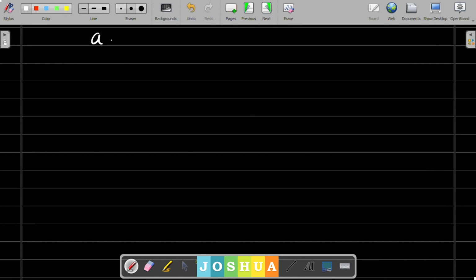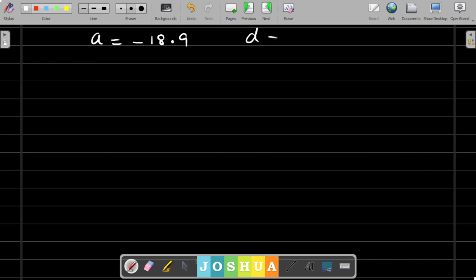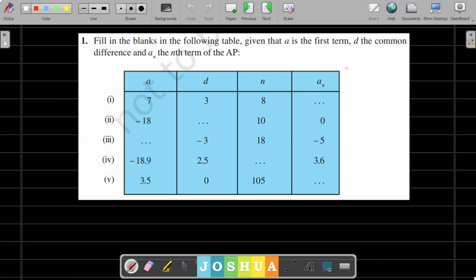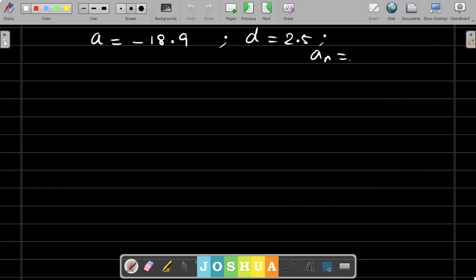Okay. Now I am coming to the fourth exercise. They gave the value A is equal to -18.9 and D equal to 2.5. D is equal to 2.5 and N value they didn't give, but they gave the value of AN. AN is equal to 3.6. 3.6 they gave. Okay, so now let's start with this one.